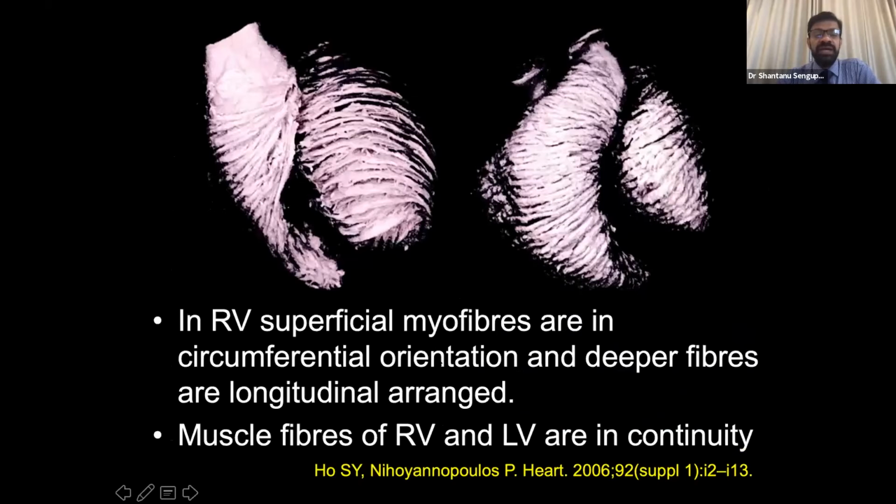So RV has predominantly the superficial fibers, which are mostly circumferential oriented, and the deeper fibers are longitudinal arranged. So in the apical four-chamber view, the most predominant fibers are longitudinal, which are making around 80 to 90%, while the outflow tract has a circumferential orientation.